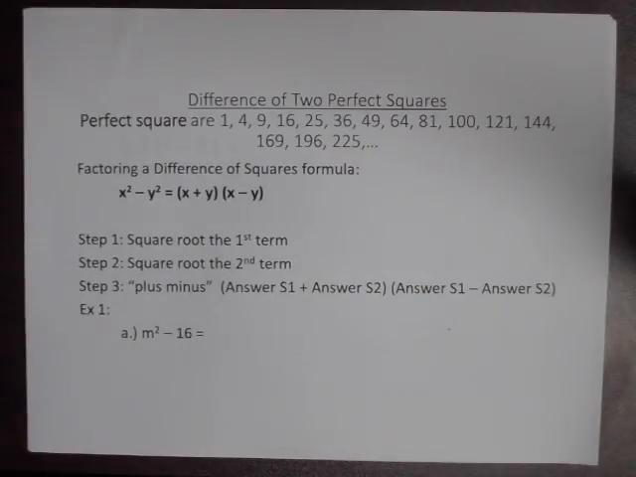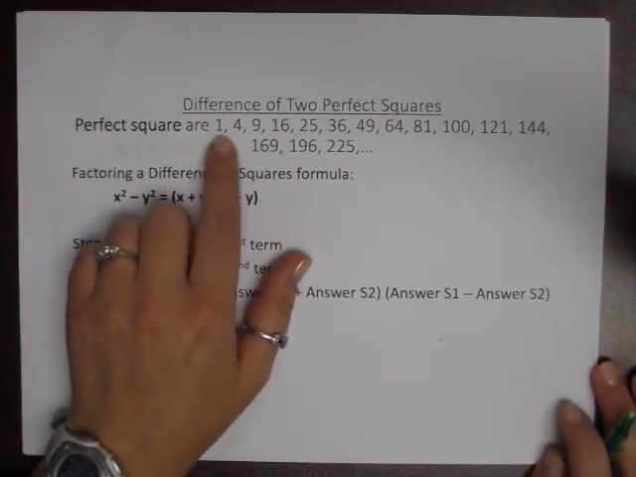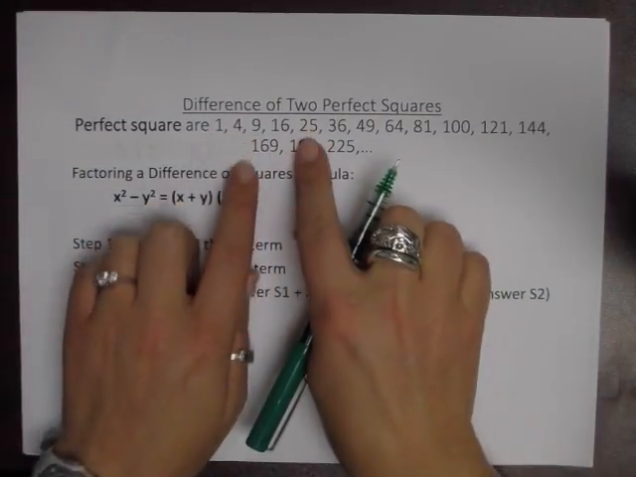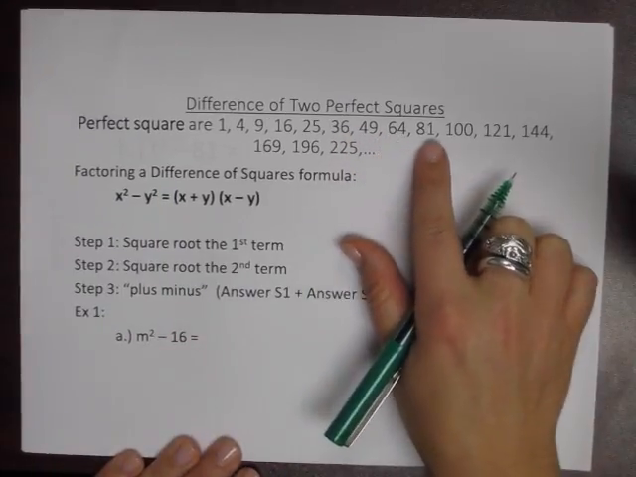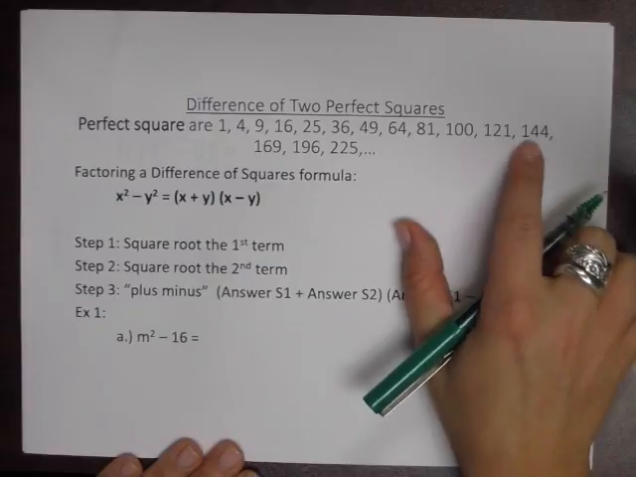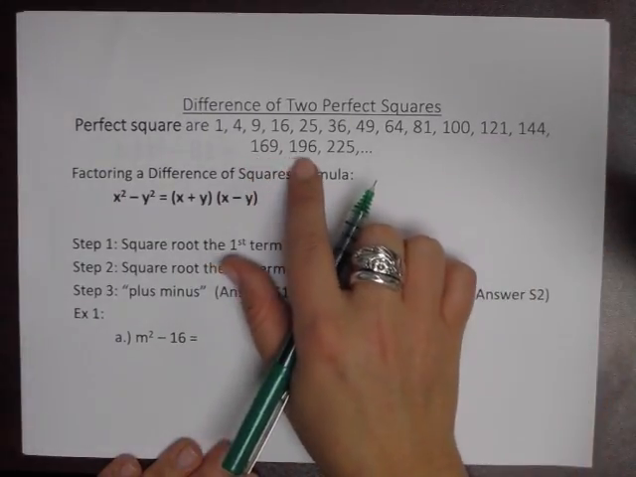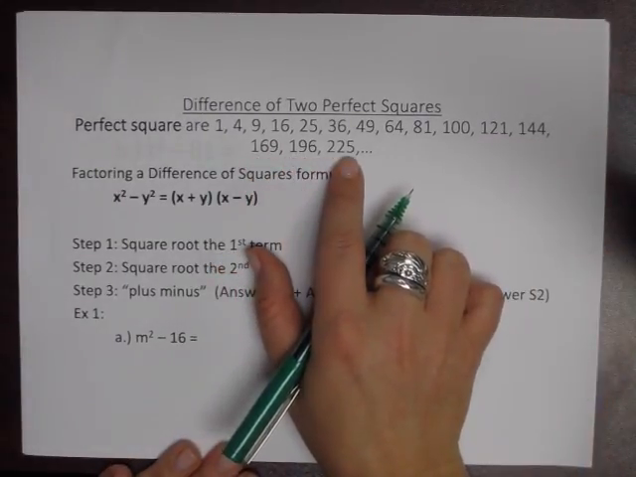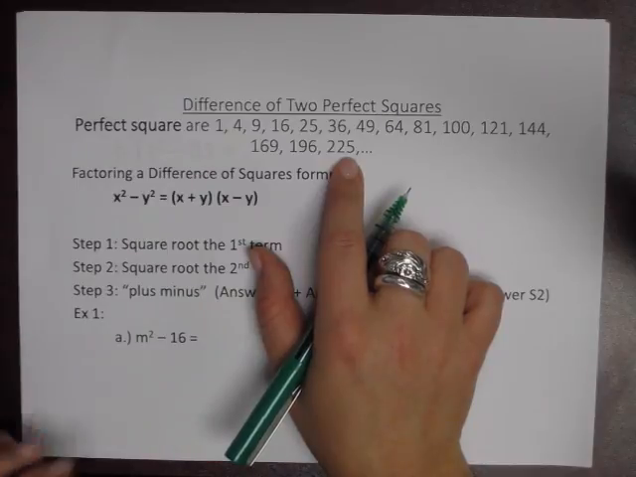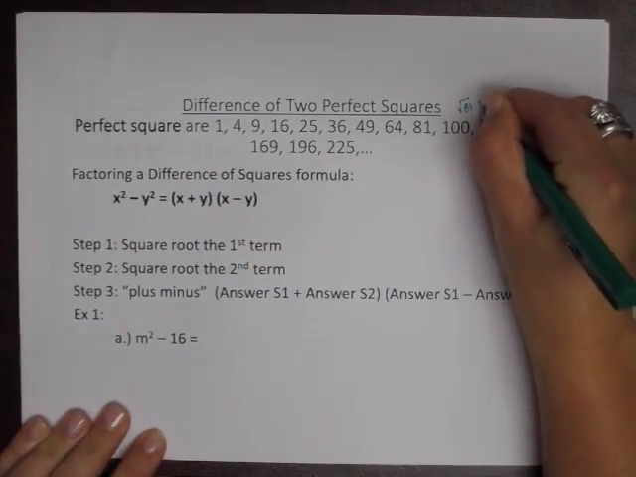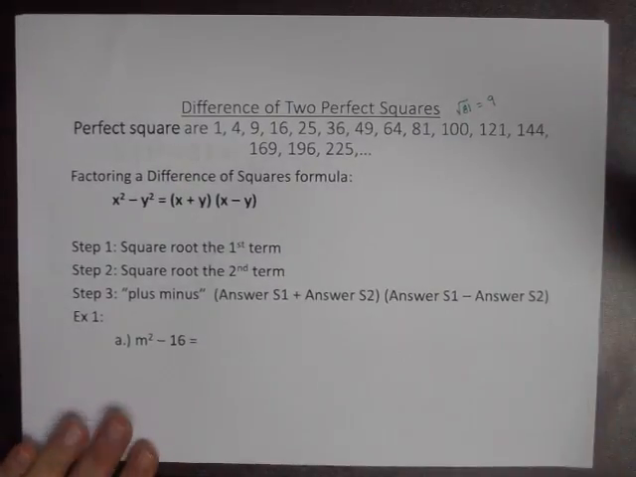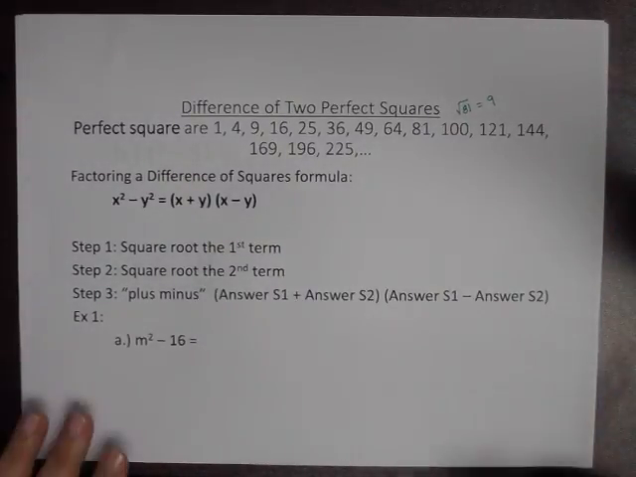So the first one that we're going to look at is the difference of 2 perfect squares. So perfect squares are 1, 4, 9, 16, 25, 36, 49, 64, 81, 100, 121, 144, 169, 196, and 225. The way that we know that they're perfect squares is when we take the square root of them. So if I did the square root of 81, I would get 9. So I'm going to get some type of whole number.